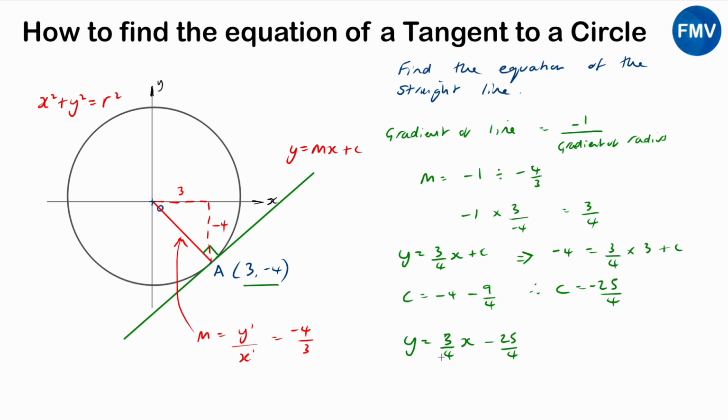Now these are both over 4, so we could neaten that up by writing it as y = (3x - 25)/4. And that is the equation of our line.